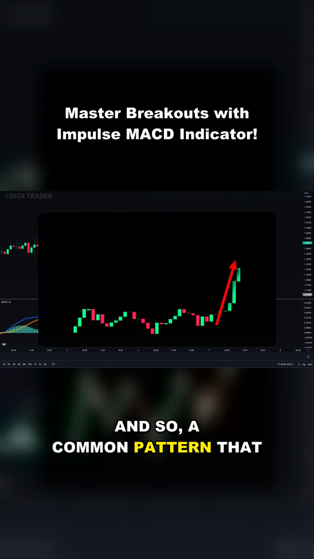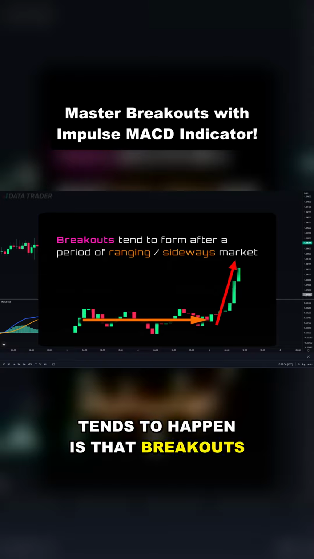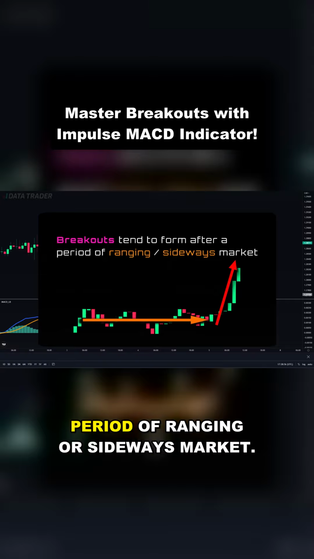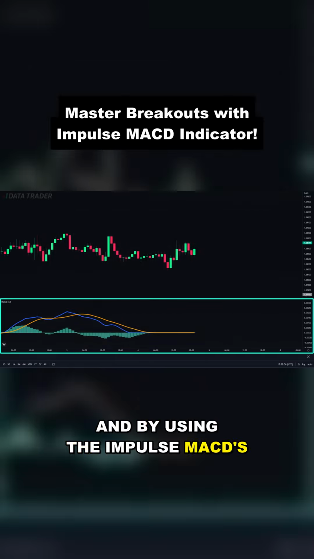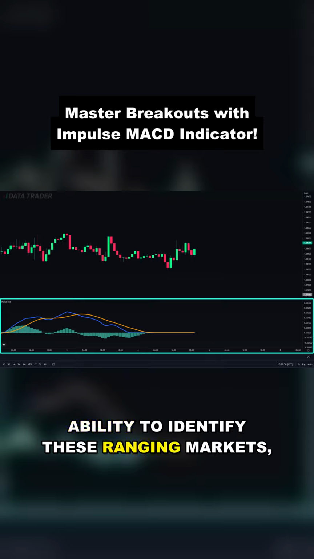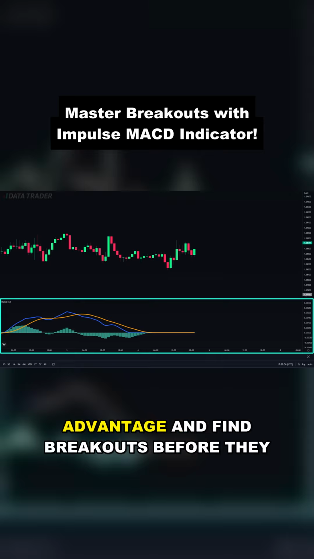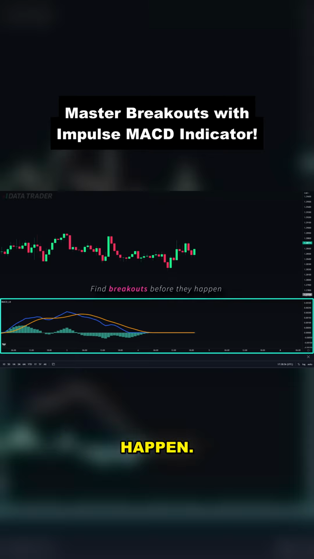And so, a common pattern that tends to happen is that breakouts tend to form after a long period of ranging or sideways market. And by using the impulse MACD's ability to identify these ranging markets, we can use it to our advantage and find breakouts before they happen. So here's how you create the strategy.